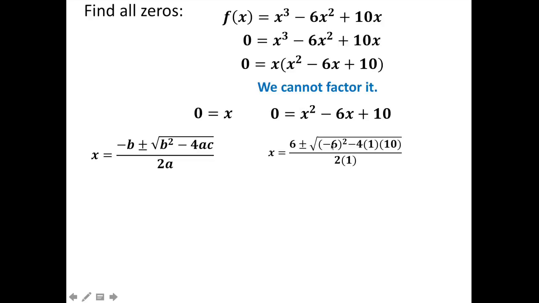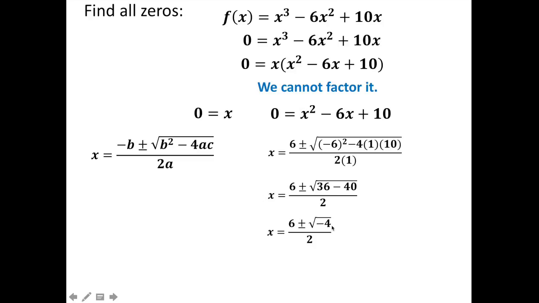Then I'm just going to simplify this. Negative 6 squared is 36. 4 times 1 times 10 is 40. So this is 36 minus 40, all over 2. 36 minus 40 is going to be negative 4. All right, well, we end up with this negative inside of the square root here.